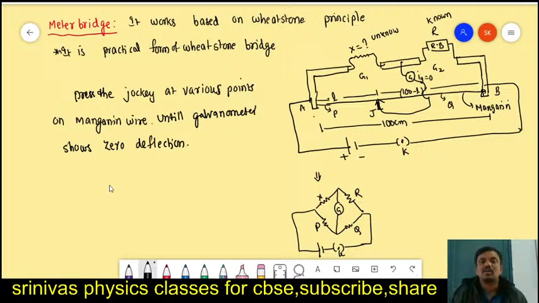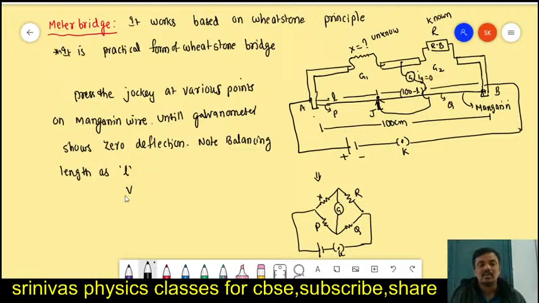That point is called the balancing point. For example, this is the point at which the galvanometer shows zero deflection. This point is said to be the balancing point. Then note the balancing length as L. From the left end you have to take the balancing length. That point's distance from the left end, you have to take as L, the balancing length.